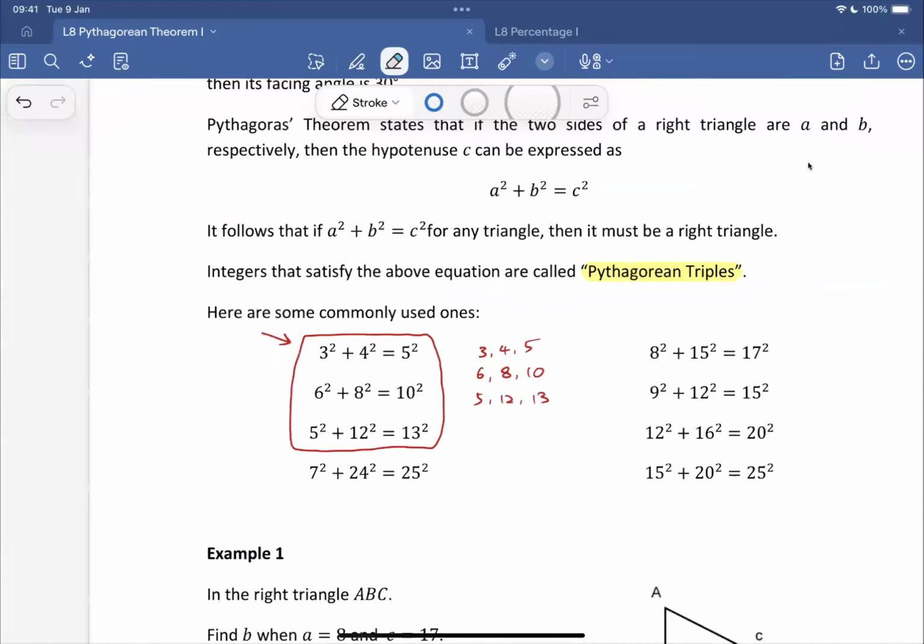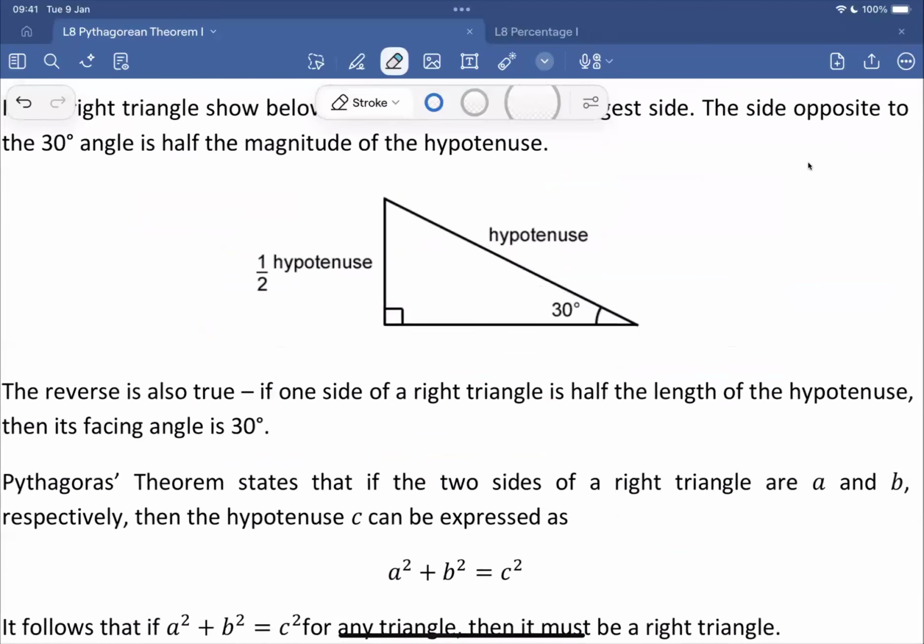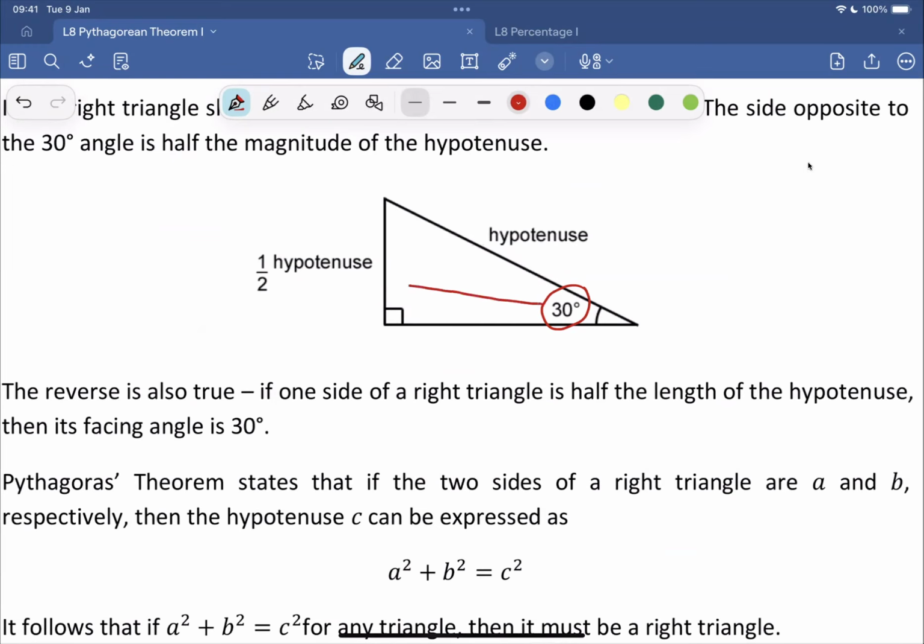Now, students, there's another rule that we can learn here. And we call this the 30 degree rule. Why? Because when you see a right angle triangle and you see an angle 30 degrees, then all you need to do is look at the opposite side. Okay, there's a side that is opposite to this 30 degrees. And it is going to be half the hypotenuse. Now remember what I said. The hypotenuse is the longest side. That is called the hypotenuse.